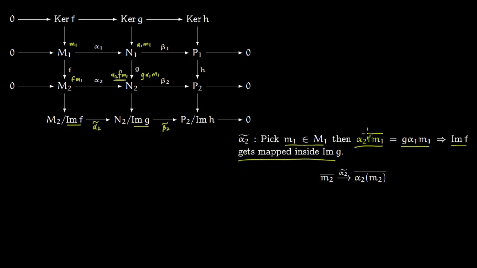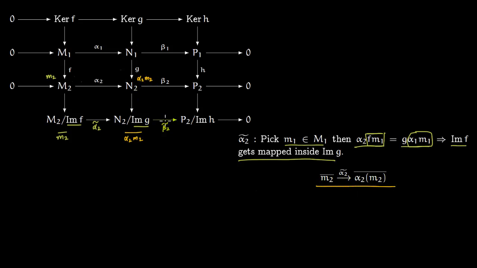So see, the image of f is right here, and this lies within the image of g, which is here. So g is acting on this, so this entire thing is the image of g. Therefore you can modulo out the image of f and the image of g. So say you have an element m2 here, you get m2 bar here after you modulo out the image of f, and this m2 is getting mapped to alpha 2 m2 right here, and this alpha 2 m2 will descend right here. So this is what alpha 2 tilde will do. It will take the image of this here and map it to alpha 2 m2, which is the image of this right here.